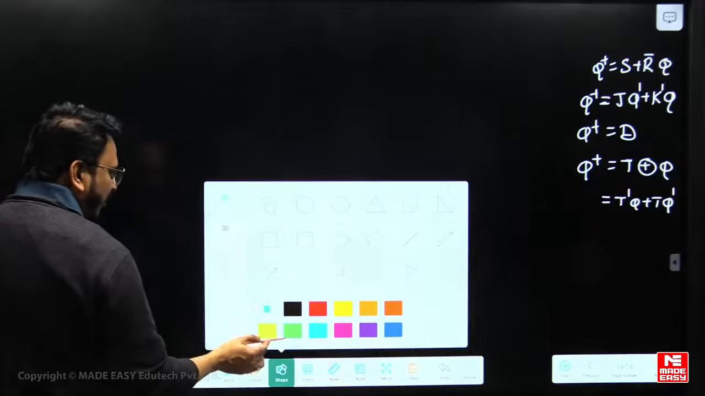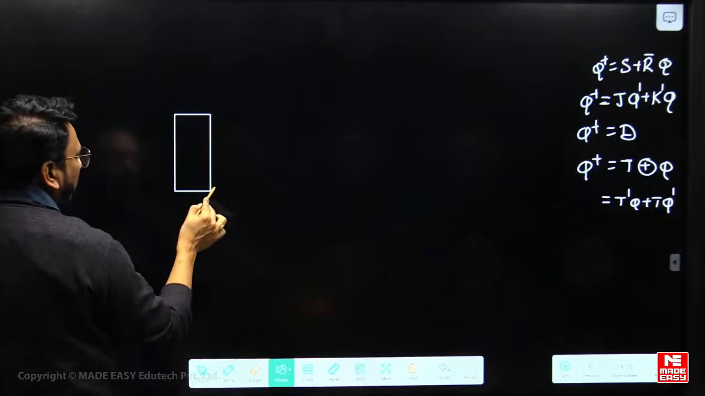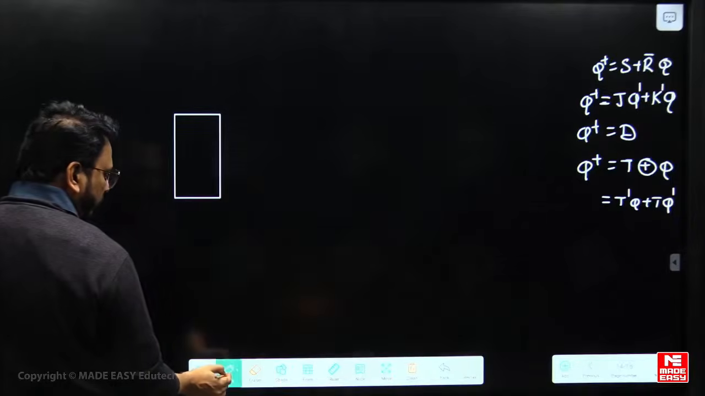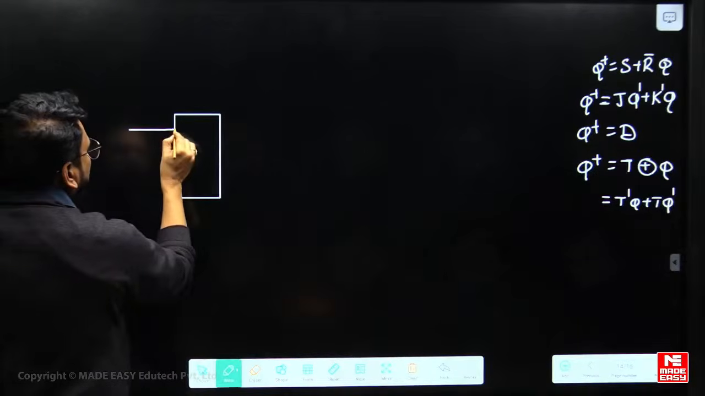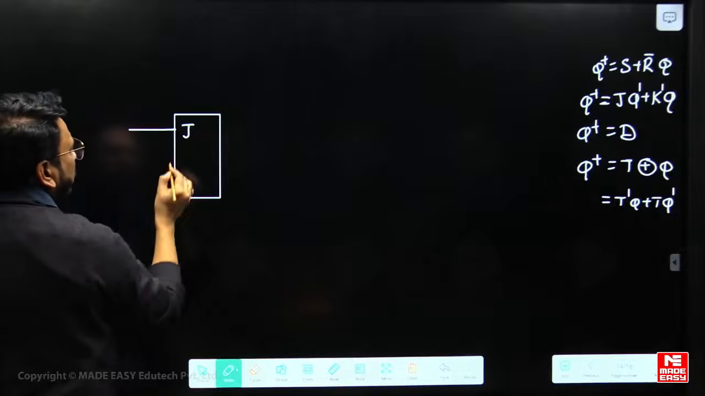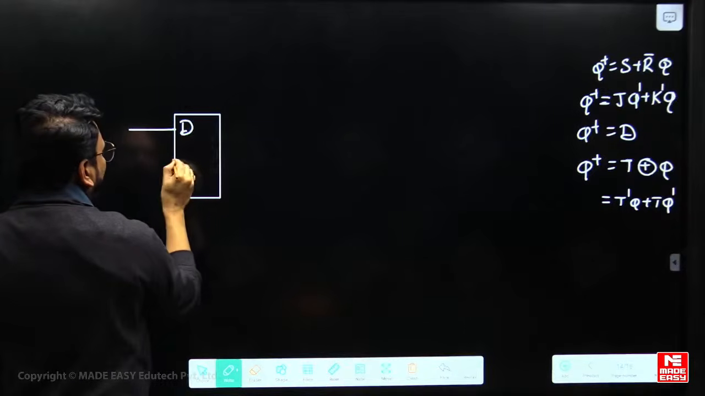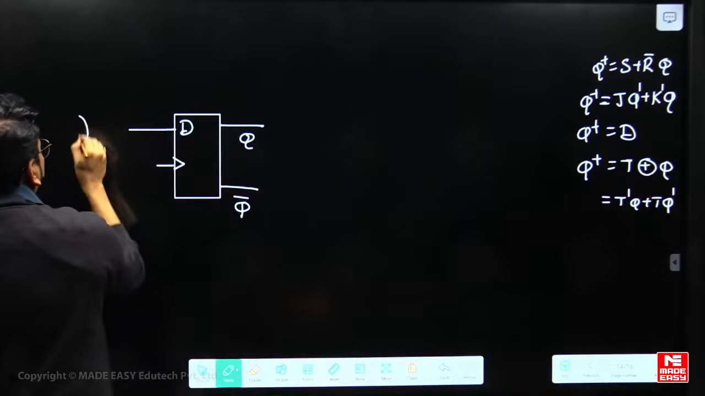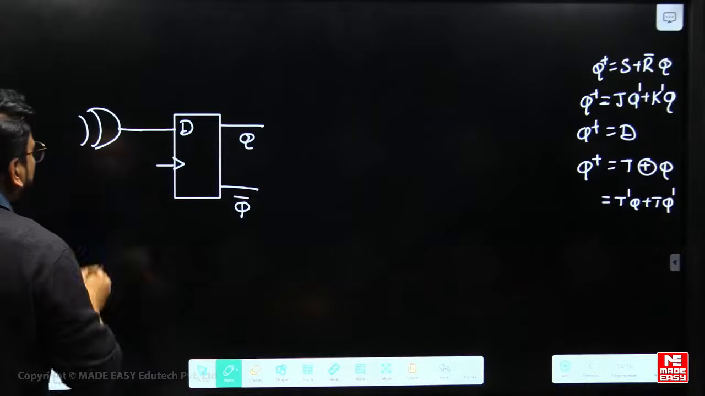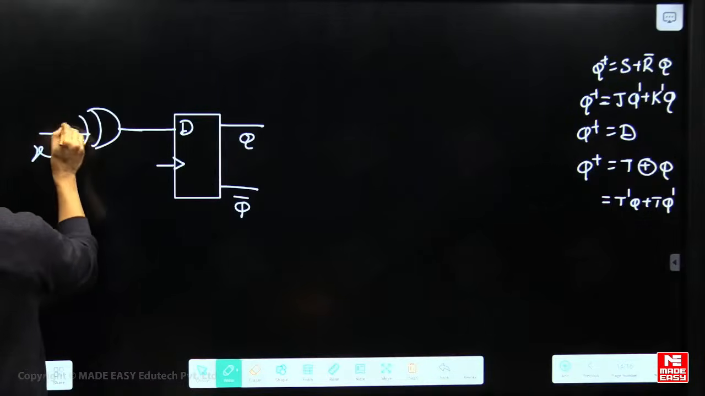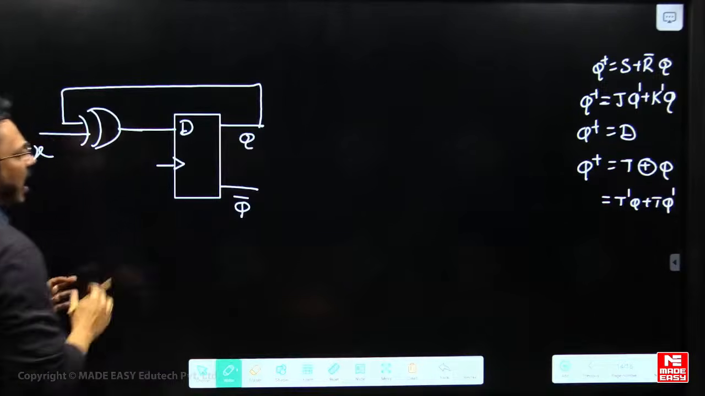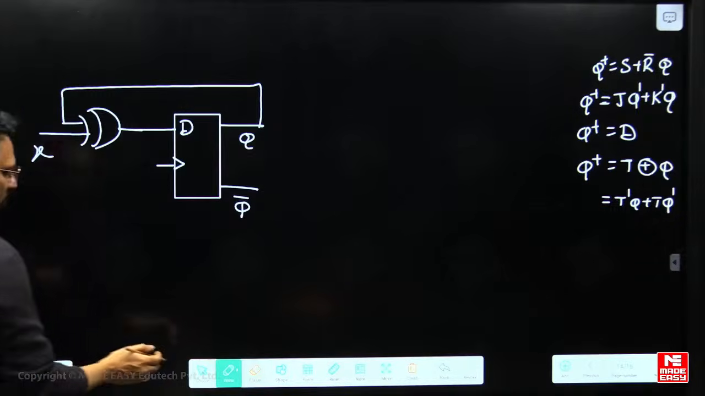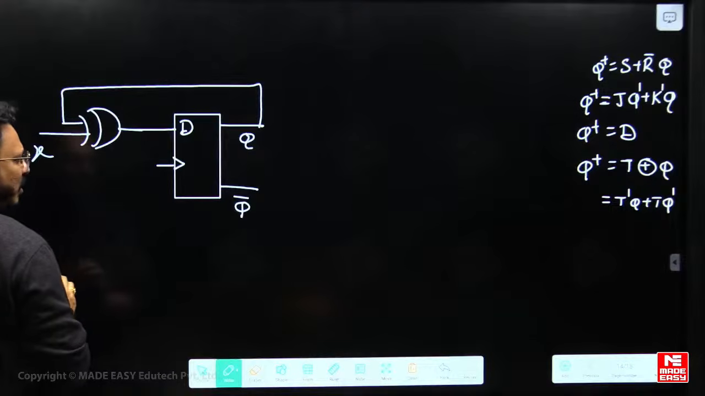For example, they gave here a D flip-flop, and here it is Q and here it is Q bar, and they gave an XOR gate like this, and here they gave some X and connected it like this. And they are asking to handle this question. How to handle this? Carefully observe. It is a very simple technique.